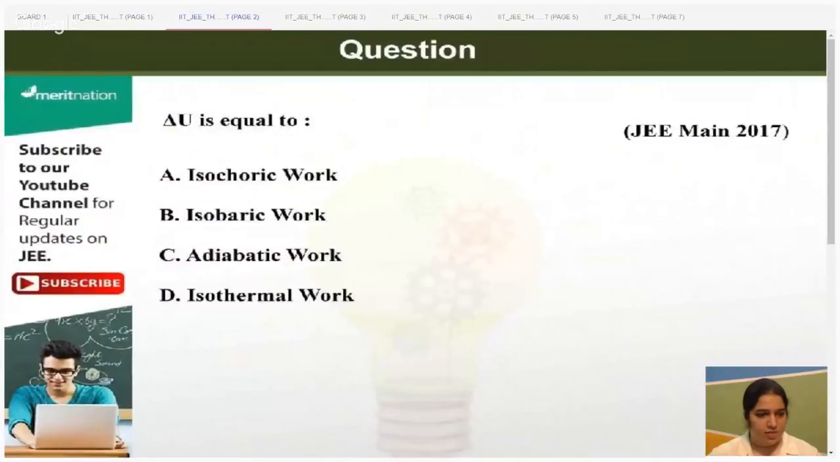Let's deal with the first question. It was asked in JEE Mains 2017. So very recent one. Here the question says delta U is equal to which of the following? Now, when I look at the options, what do we see? These are different kinds of works which are given to us, right?